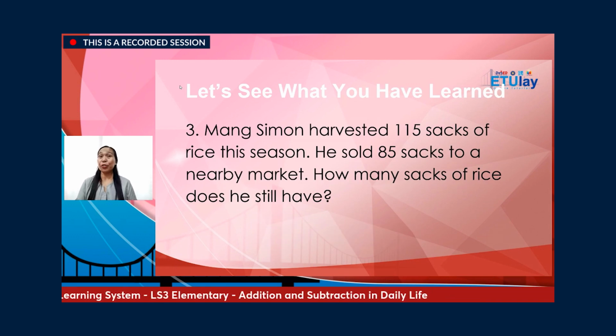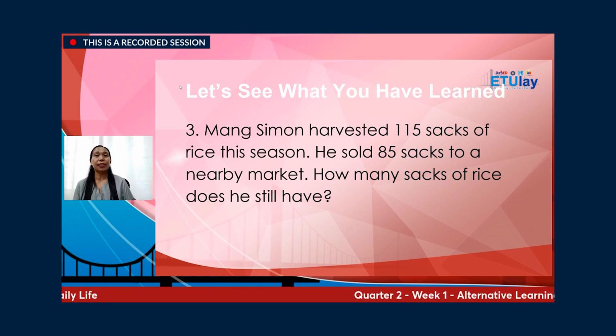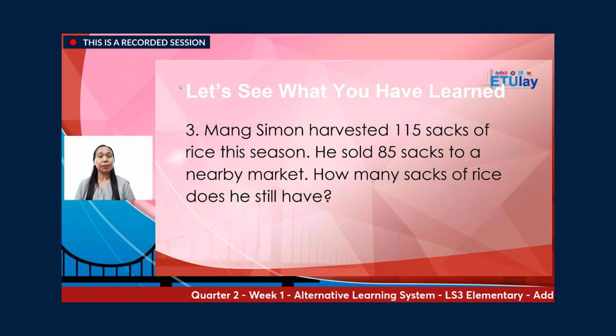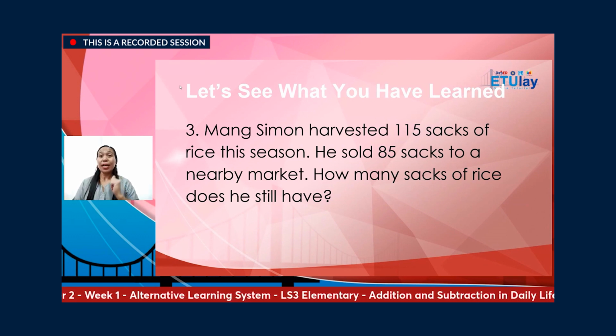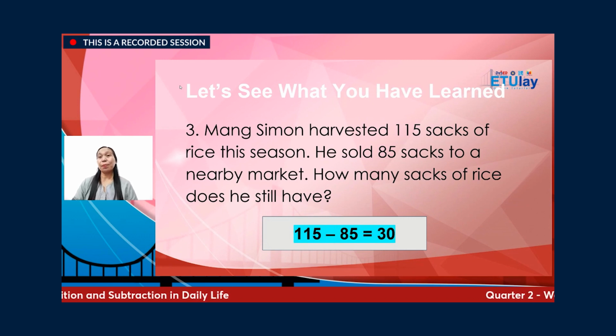Now we have number 3. Mang Simon harvested 115 sacks of rice this season. He sold 85 sacks to a nearby market. How many sacks of rice does he still have? Excellent, learners. You got it right. 115 minus 85 is equal to 30. 5 minus 5 is 0. And 11 minus 8 is 3.